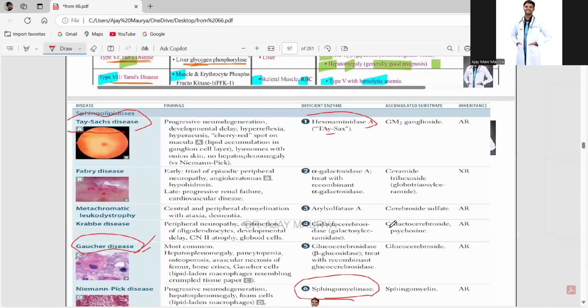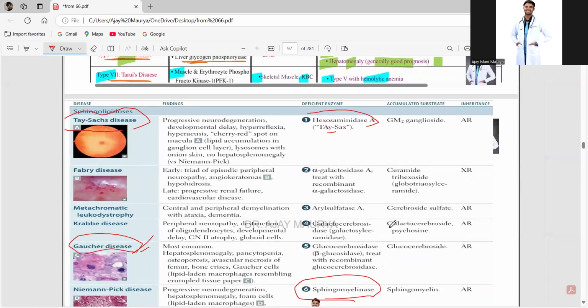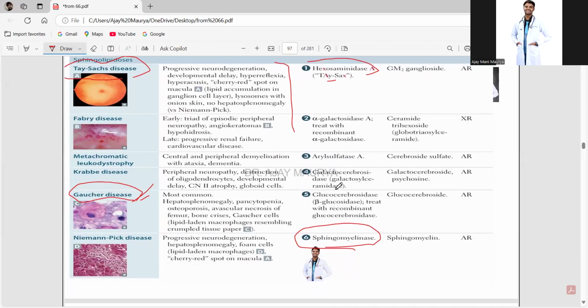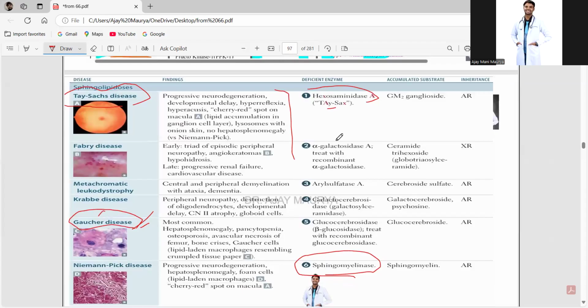Okay, so let's try to study the findings. But most of the time they are going to ask only about the enzyme deficiency. You just have to remember this one. Most commonly they are going to ask about Gaucher disease. Or else you can just read the deficient enzyme.